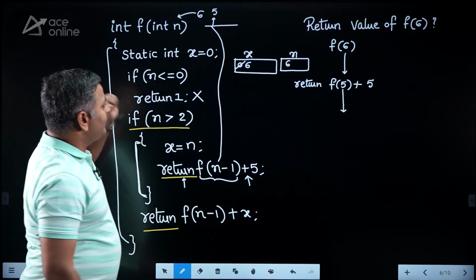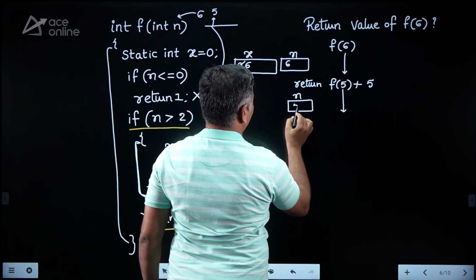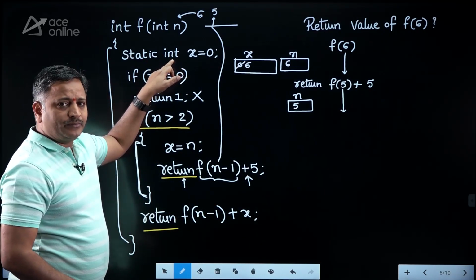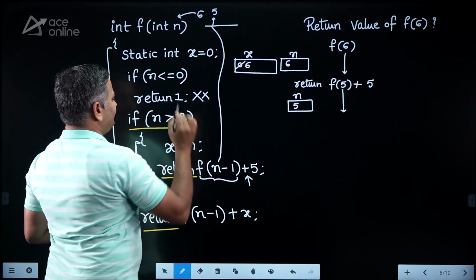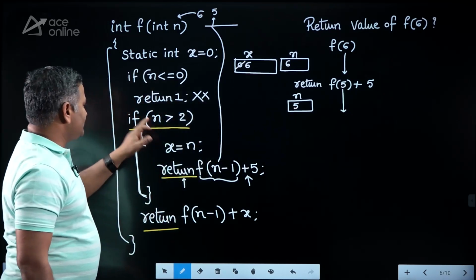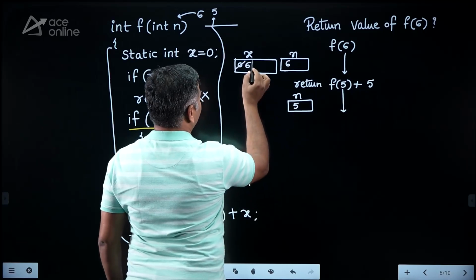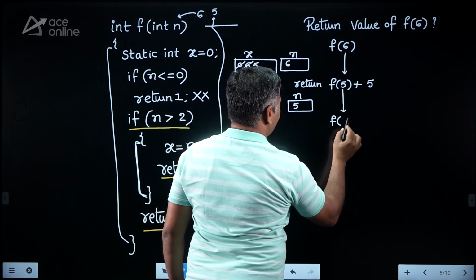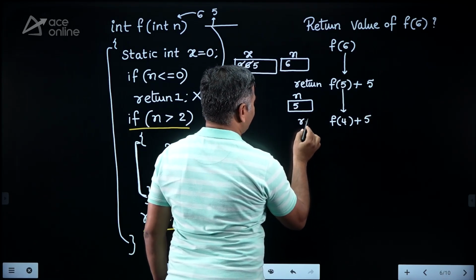Then again a new variable n will be created, equal to 5. Now is this variable x recreated and reinitialized? No, because of static behavior. Therefore n less than or equal to 0, condition false. Now n greater than 2, yes, 5 greater than 2, condition true. So since 5 is greater than 2, the content of n will be copied into x. So what is the content of n? That is equal to 5. 5 is copied here. Afterwards return f of n minus 1, that is f of 4, plus x. Afterwards the return statement.